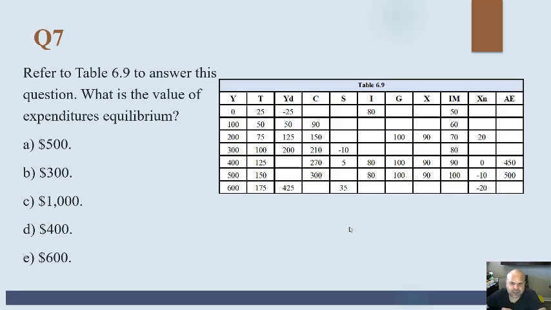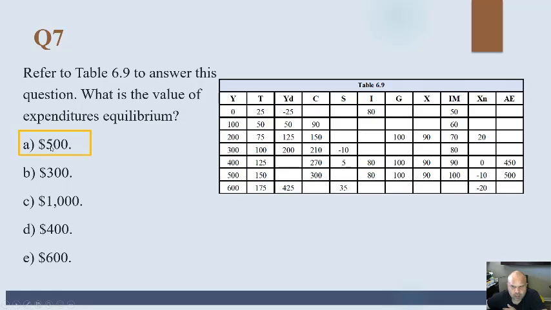Okay, next question. We're given this table. This has all of the information for the full model. So we have our national income, taxes, disposable income, consumption, savings, investment, government spending, exports, imports, net exports, and aggregate expenditures. So the question is, what is the value of the expenditures equilibrium? Hit pause. Okay, well, the answer here is equal to 500.